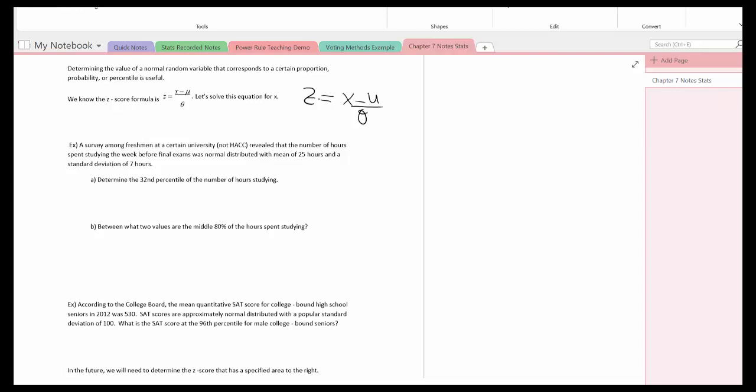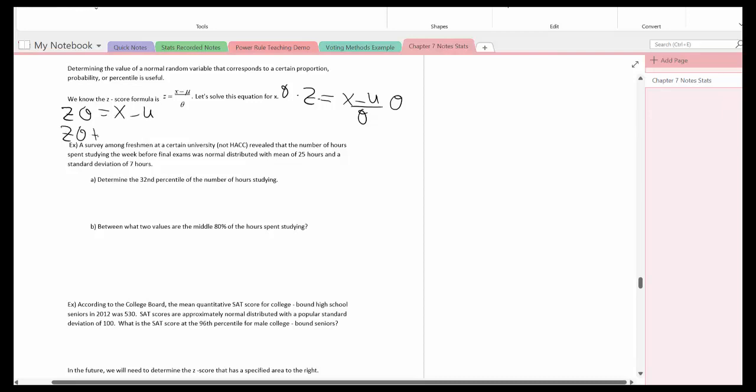So we know the z-score formula is the data value minus the mean divided by the standard deviation. Solving for x, I can multiply both sides by the standard deviation. That gives me z times the standard deviation equals the data value minus the mean. Add the mean to both sides, and I have the x value by itself: the mean plus z times the standard deviation. Now, we will not use the z table for these problems.